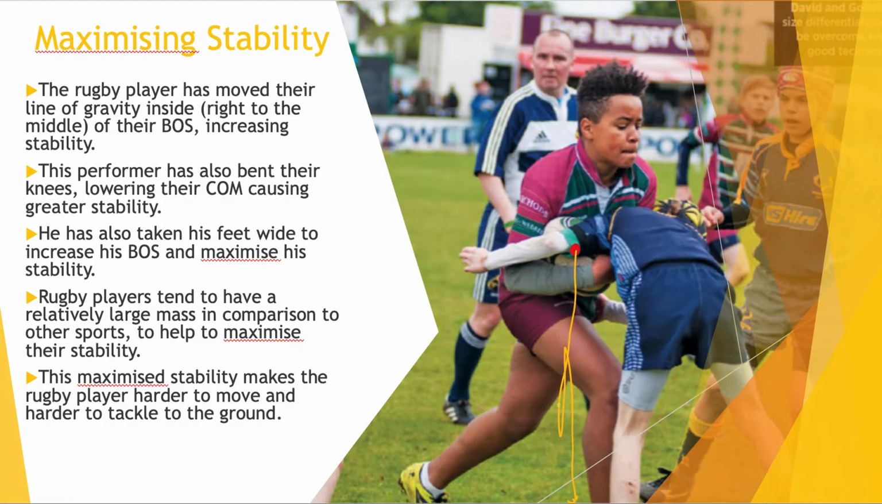The performer has also bent their knees, which is lowering their centre of mass, causing greater stability. They've also taken their feet wide apart, which is increasing the base of support. And rugby players tend to have relatively large masses in comparison to other sports performers, which helps them to maximise their stability. Stability is a massive factor in rugby, and that's one of the reasons that rugby players have a larger mass in comparison to lots of other sports where stability is less important. So all of these together have made this rugby player harder to tackle, harder to take to the ground.